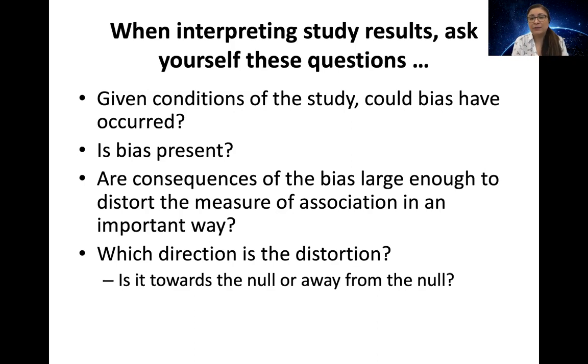Then the last thing, which I already promised you would have in a different mini tutorial, is what is the direction of the distortion? In other words, what is the direction of the bias? Is it towards the null or away from the null? The only way you can figure that out is if you have the true RR and the biased RR available. And you'll see what I'm talking about when you look at that mini tutorial.